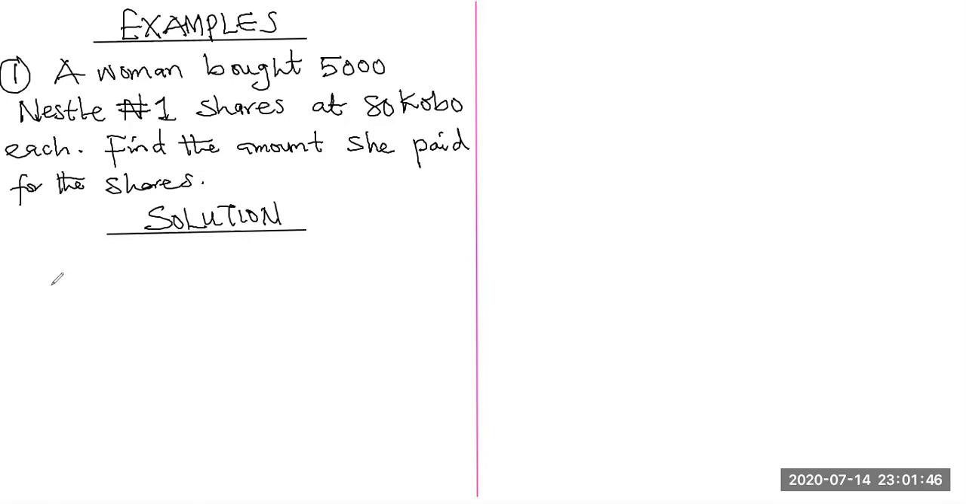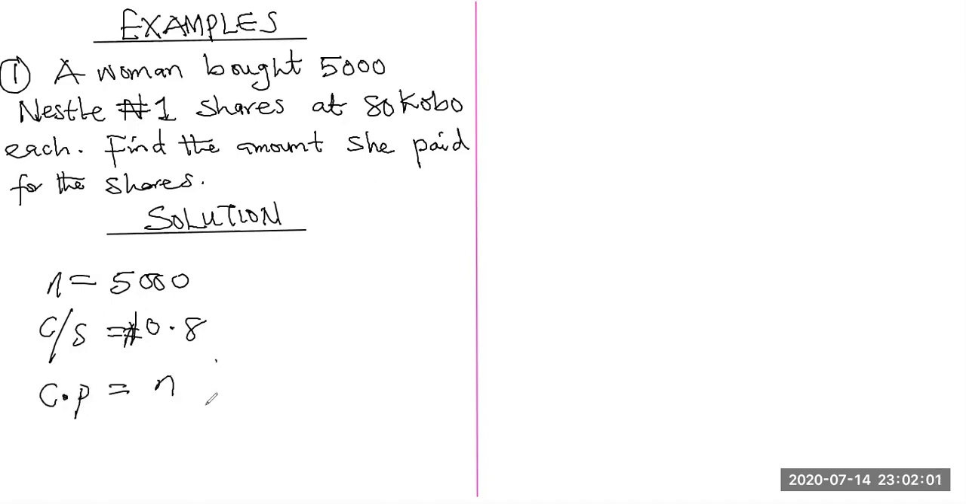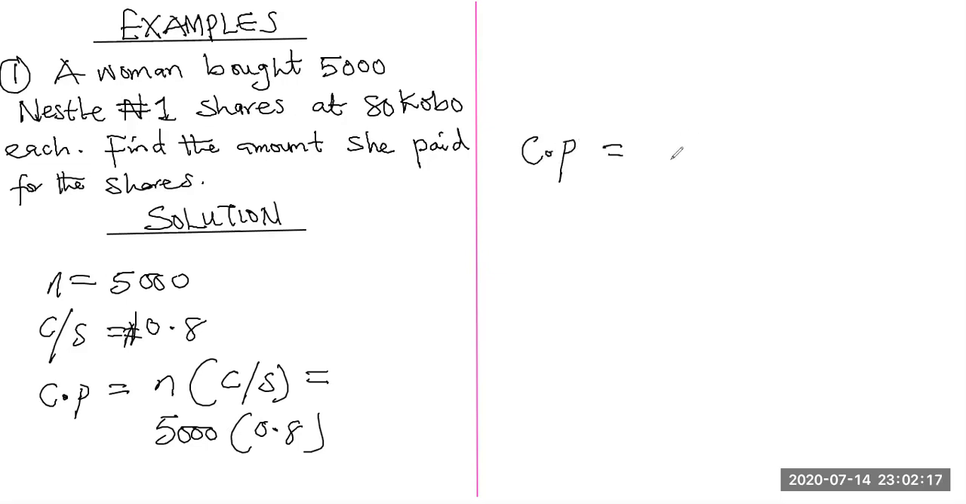Number of shares N is equal to 5,000. The cost price per share is equal to 0.8 naira, if I convert the 80 kobo to naira. Then the cost price is the number of shares she's buying multiplied by the cost price per share. So we have 5,000 multiplied by 0.8, and we end up having the cost price equal to 4,000 naira. So this is the cost price at which she bought the shares. Is that taken?